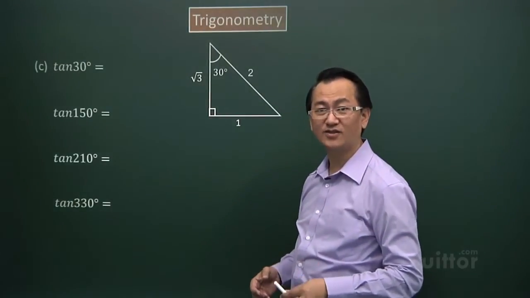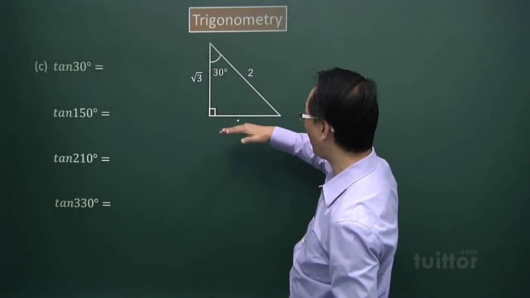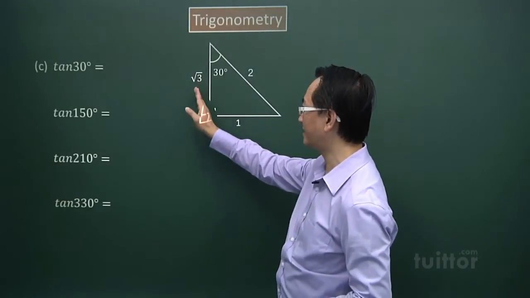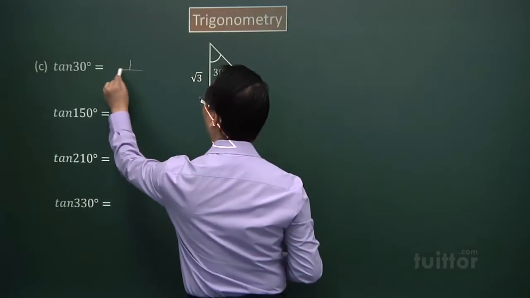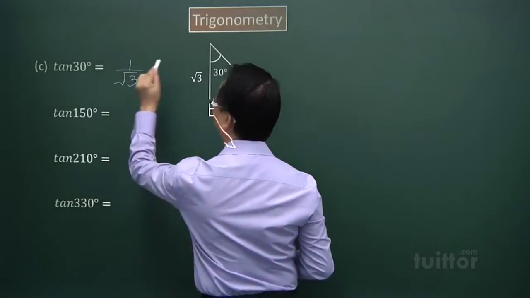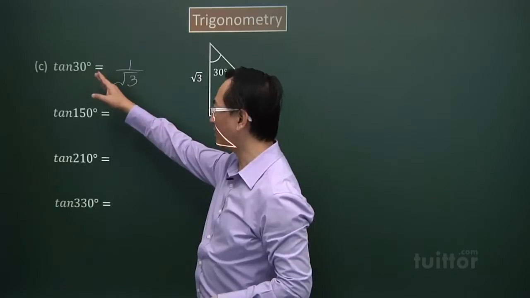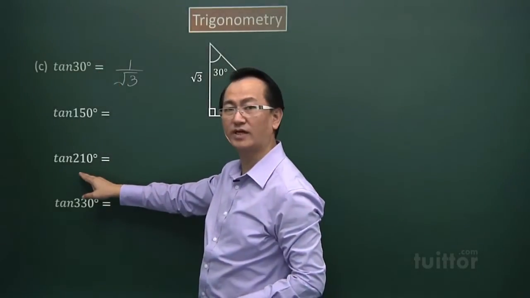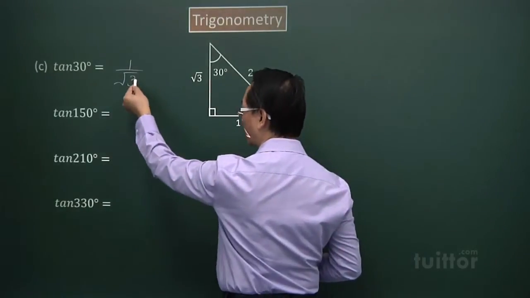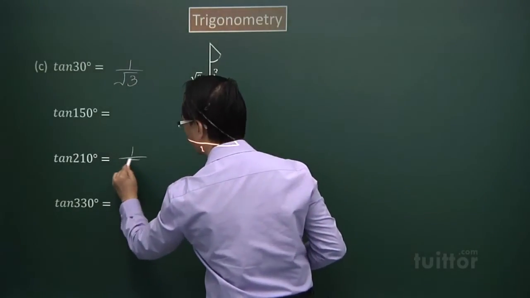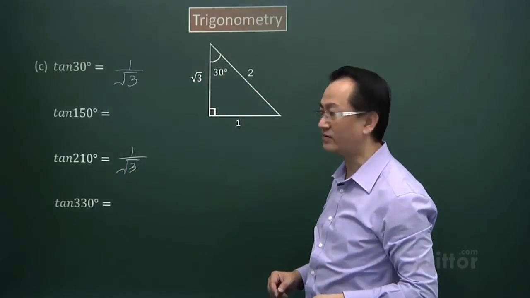We now look at tangent 30 degrees. For tangent, I'm looking at the opposite over the adjacent. So tangent 30 degrees would be 1 over square root 3. And tangent of the first quadrant angle, tangent of the third quadrant angle, I get positive values. So 1 over square root 3 here, 1 over square root 3, also for tangent 210 degrees.